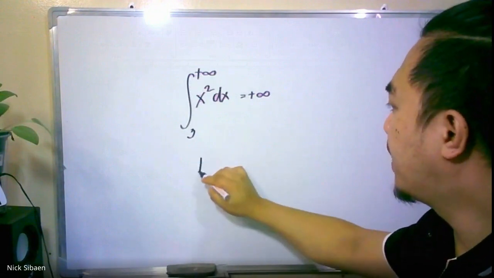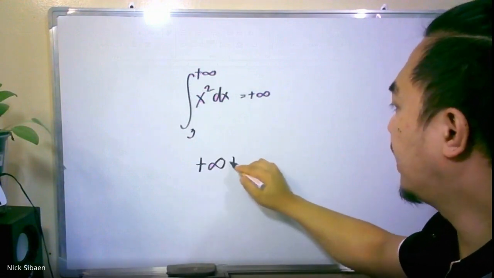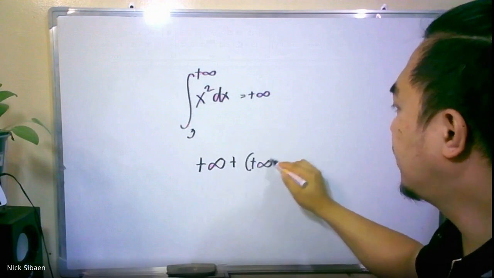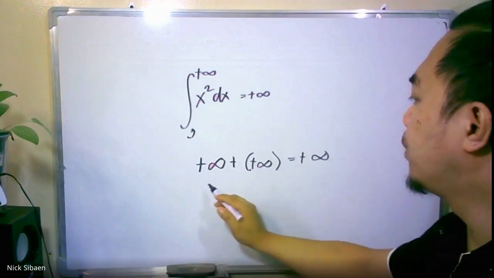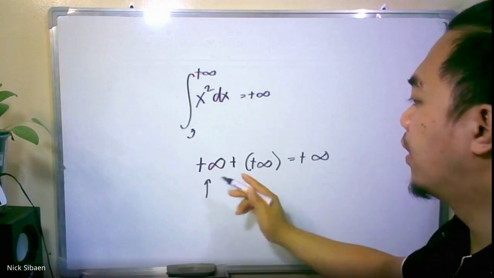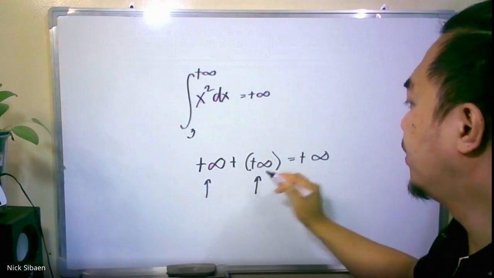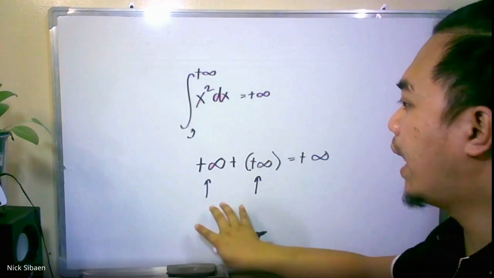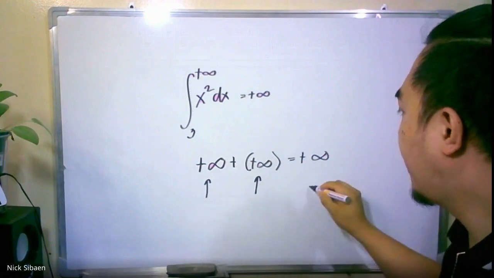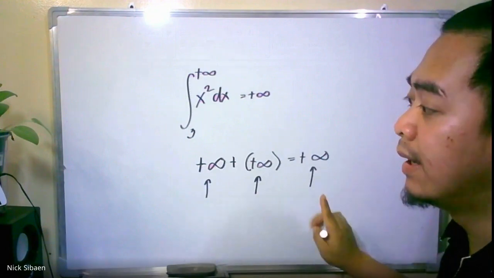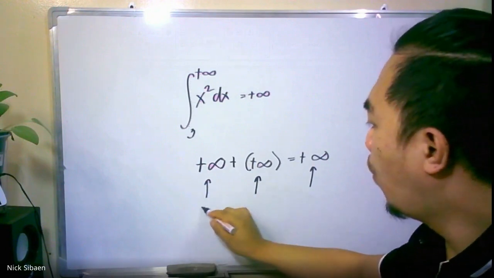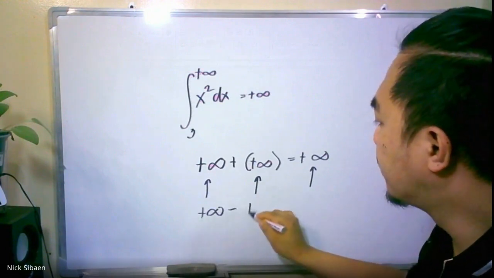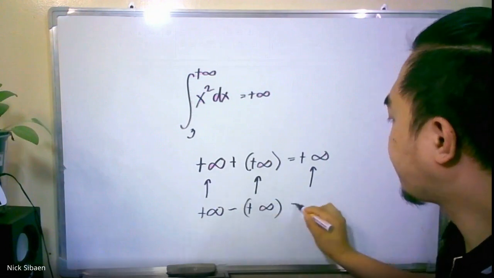Sinasabi natin kanina, bakit ang positive infinity, kapag i-add natin sa positive infinity, pa rin yung sagot. So ito kasi, it is increasing without bound. Also, it is increasing without bound. If you add those numbers, syempre, ang behavior ng sagot ay parehas, mag-i-increase siya without bound. But what is positive infinity minus positive infinity?